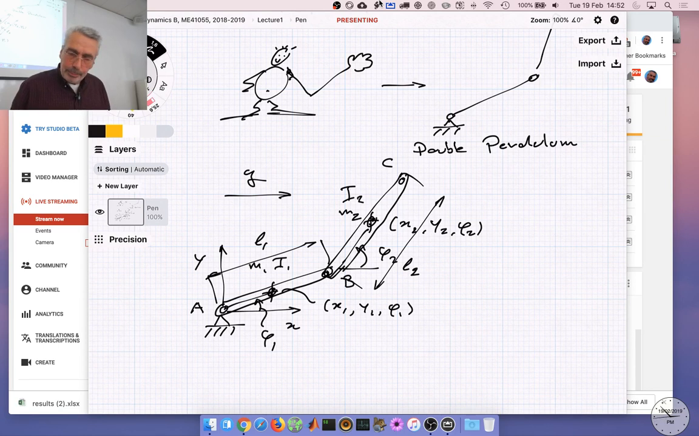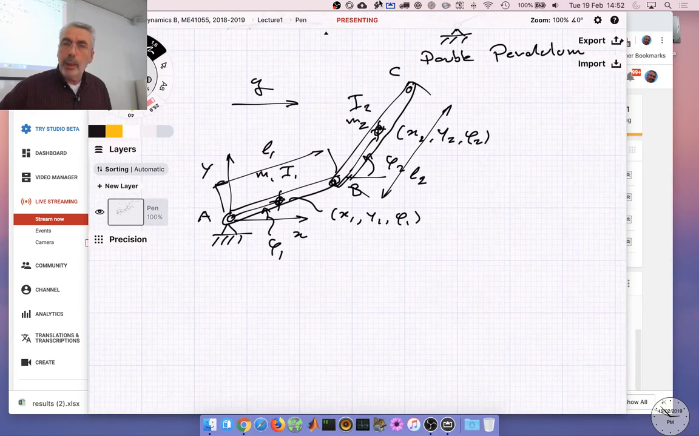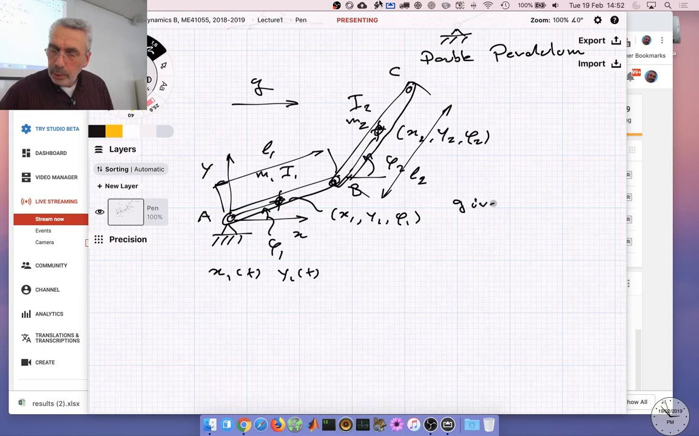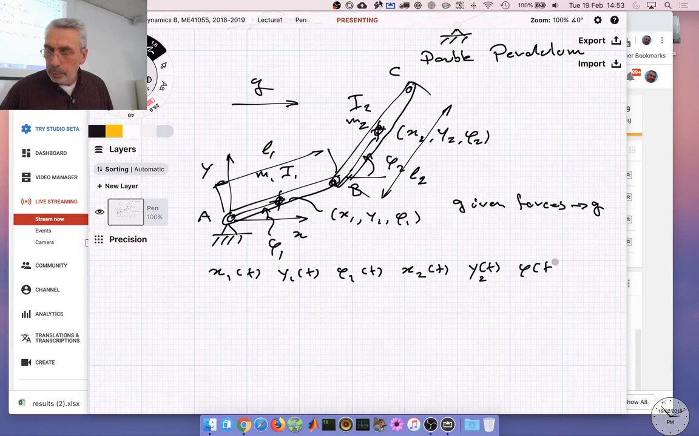What else? So this is the problem, and then what do we want to know? Now we actually want to know x1 as a function of time, y1 as a function of time. So given the forces, and that in this time that is only gravity, we want to know the angle as a function of time, we want to know the position of body 2, x and y, and the angle of body 2.